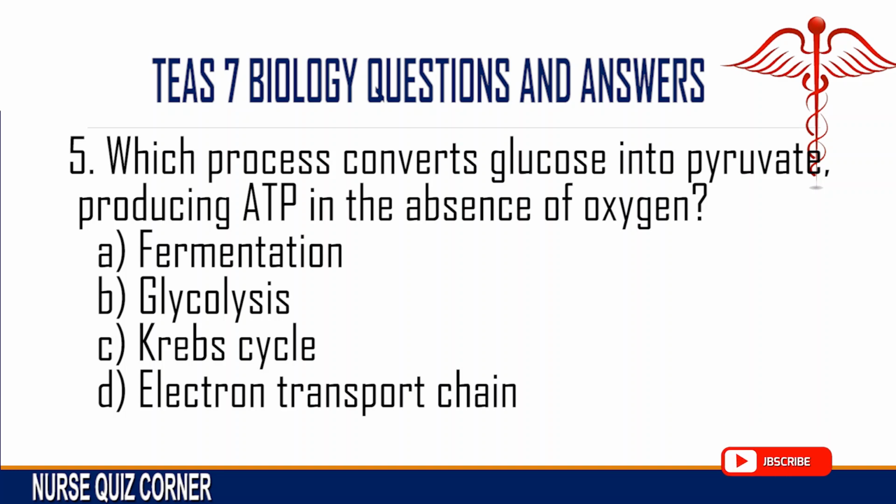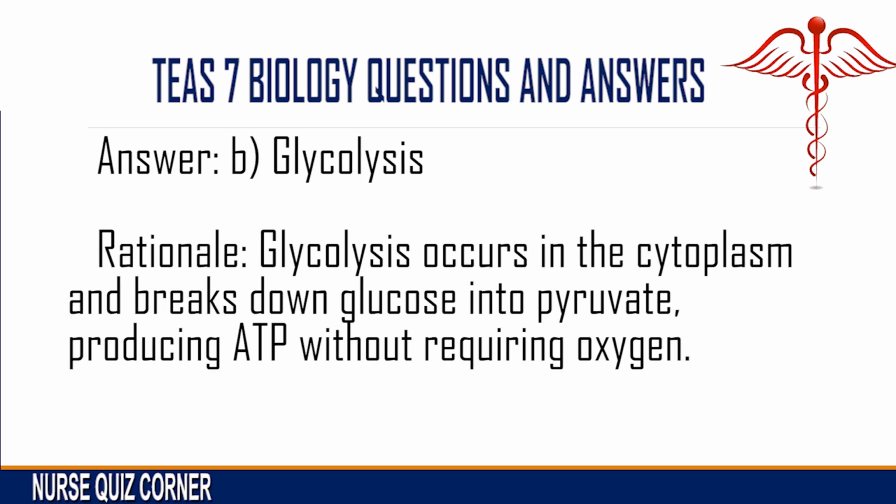5. Which process converts glucose into pyruvate, producing ADP in the absence of oxygen? A. Fermentation. B. Glycolysis. C. Krebs cycle. D. Electron transport chain. Answer: B. Glycolysis. Rationale: Glycolysis occurs in the cytoplasm and breaks down glucose into pyruvate, producing ADP without requiring oxygen.